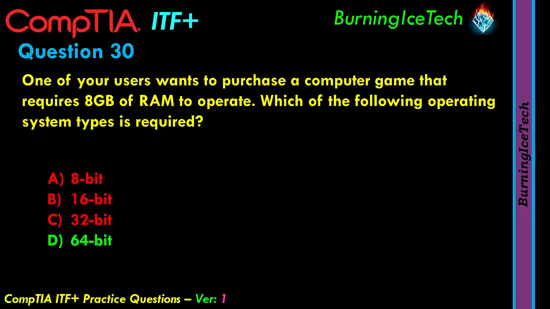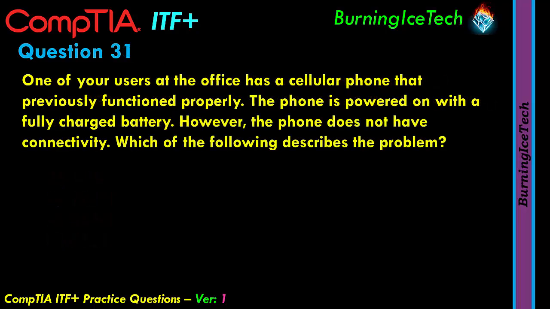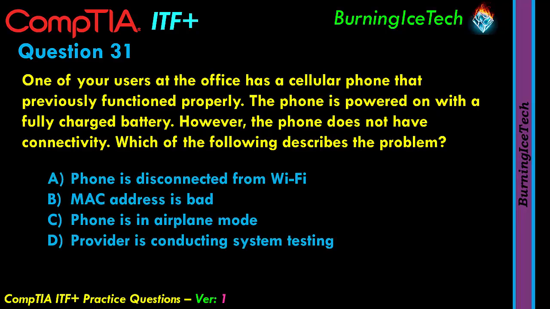Moving on to question 31. One of your users at the office has a cellular phone that previously functioned properly. The phone is powered on with a fully charged battery. However, the phone does not have connectivity. Which of the following describes the problem? Alright, so this phone was working just fine previously. It's got a fully charged battery and now for some reason it just doesn't have connectivity. What could be the problem?